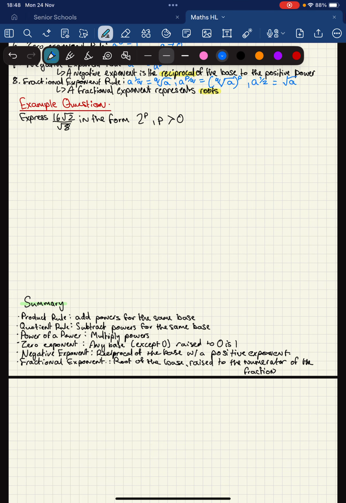If you were asked to express 16 root 2 over root 8 in the form 2 to the power of p, where p is more than 0, our first step here is to write out 16 root 2 over root 8. You can always pause the video and give it a try yourself and then have a look back, but we can rewrite this as 2 to the power of 4 multiplied by 2 to the power of a half.